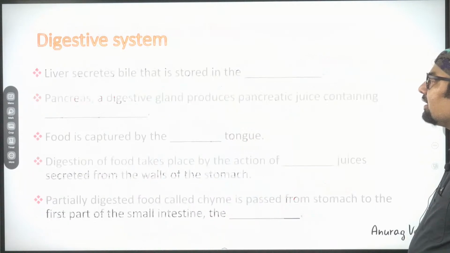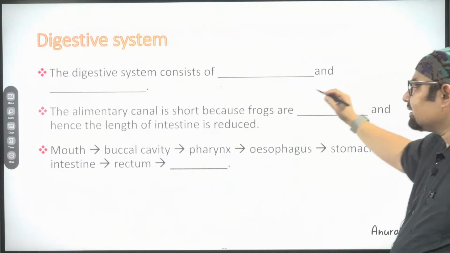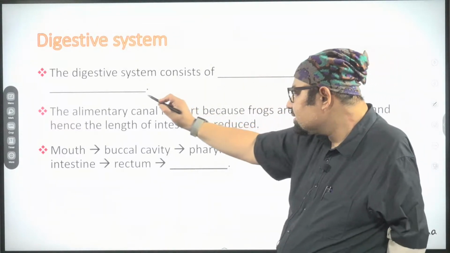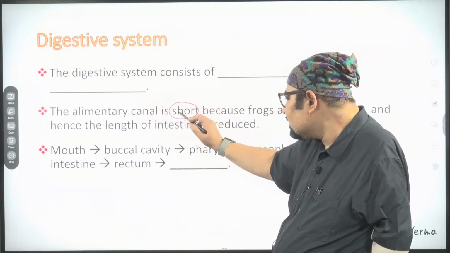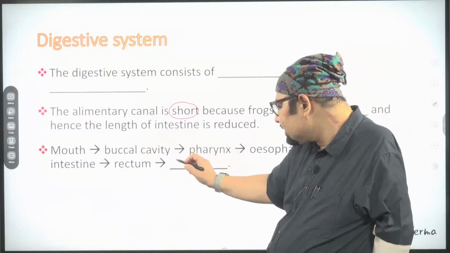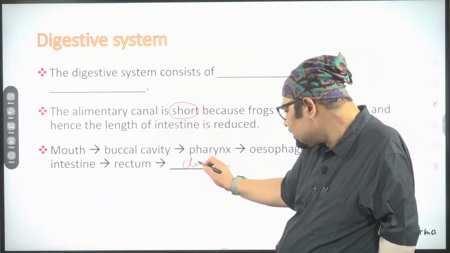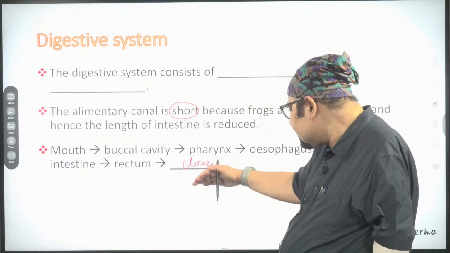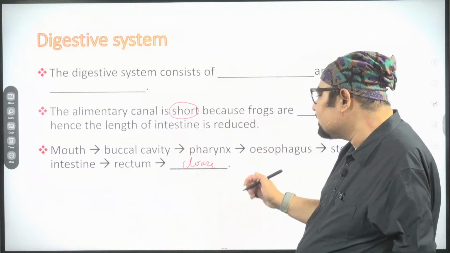So this is all about the digestive system. We have started by explaining that it consists of two parts, alimentary canal and digestive glands. The alimentary canal is shorter, and the reason why it is shorter is because the animal is carnivorous. Starting with the mouth and ending with the rectum, it opens into the cloaca. The meaning of cloaca is a gutter where all the drains open, a gutter, the literal meaning.